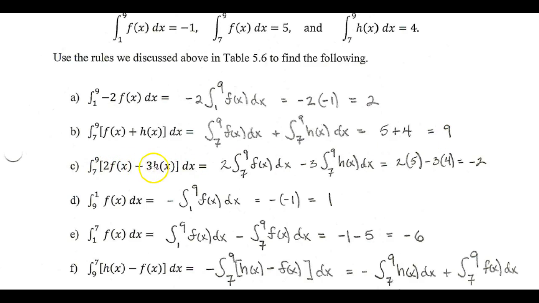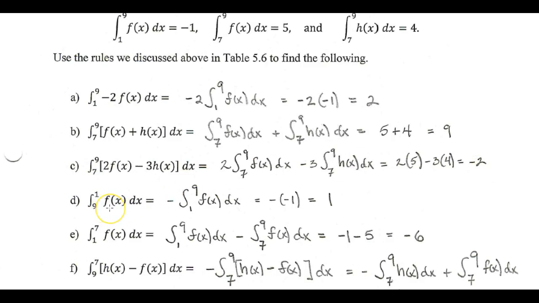Now I'm going to use the same property, but also do the constant in front at the same time. So I have the integral of 2 f of x minus 3h of x from 7 to 9. I can break it up into the integral of 2f of x and at the same time pull out a constant 2. So it's 2 times the integral from 7 to 9 of f of x dx. Then I have minus 3h of x, and I can bring out the minus 3, times the integral from 7 to 9 of h of x dx. I again know that this one is 5 and this one is 4, so it's 2 times 5 minus 3 times 4, which comes out to be minus 2.